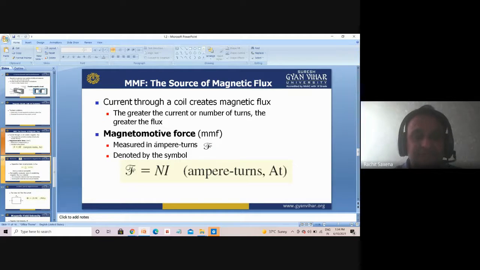Here it is written. See, N is the turns in the coil, whatever it is, 4, 5, 6, whatever it is, and I is, for example, 4 ampere. So 4 into 4 is 16. So 16 is your ampere turn, and that is your MMF. I'm taking an example.